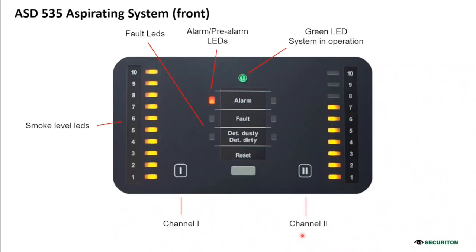Now let's have a look at the front of the cover. Here we have compulsory LEDs that always have to be present in all the ASDs. Particularly, we have a green LED that shows if the system is in operation. That means the ASD is on.